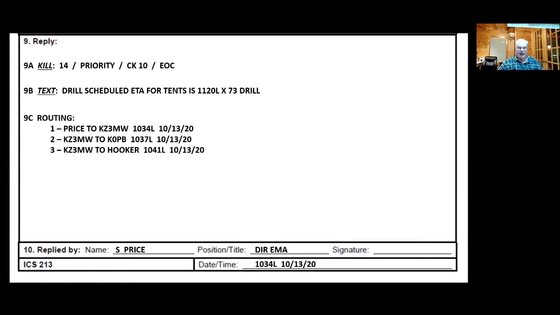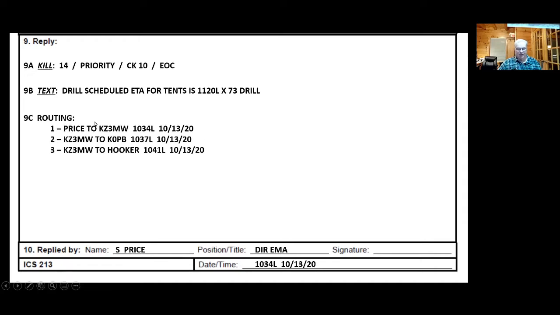On the reply, you also put a kill. Message number 14, same message number, priority, check. It originated at the EOC. 9B, text: drill, scheduled, initials Echo Tango Alpha, for tents is mixed group, 1120 Lima, initial X-ray, figure 7-3, drill.